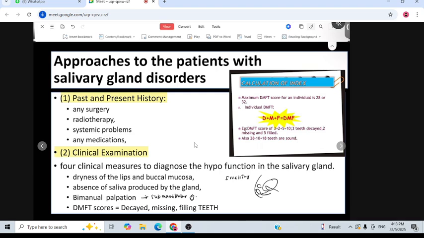So when you push the submandibular swelling from the bottom, you can feel it hitting the finger intraorally. So that's bimanually palpable. That's how you differentiate between a submandibular gland swelling and a lymph node, because a lymph node is not bimanually palpable. Okay? Next.